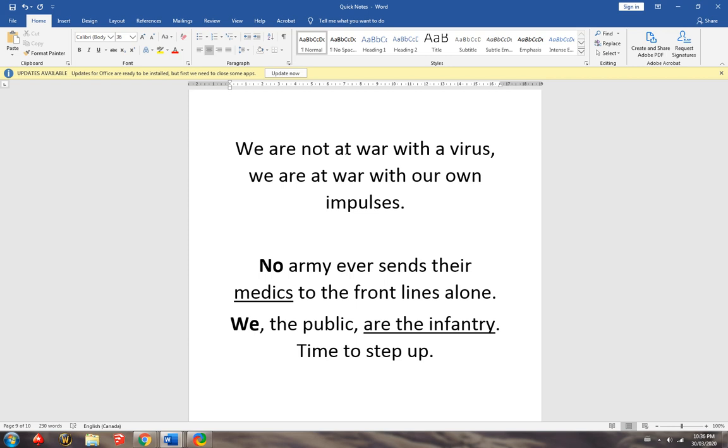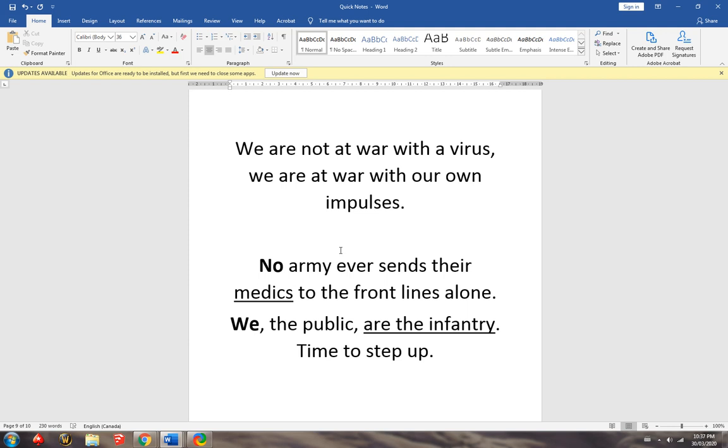So I sincerely hope this doesn't happen, but there is a non-zero chance now that we have moved the virus from one ship to another in an act of mercy and humanitarian love. So we need to rethink all of our impulses and all of our instincts. And no army ever sends their medics to the front lines alone.